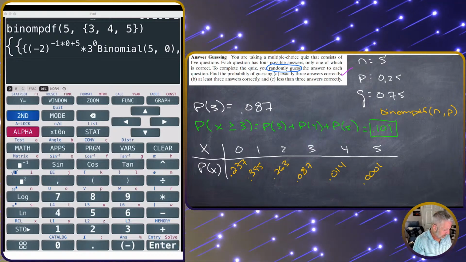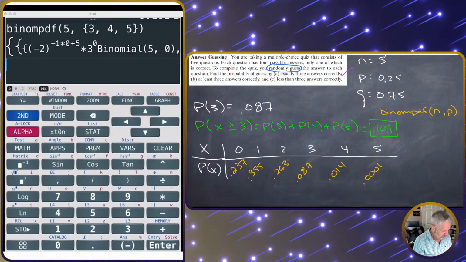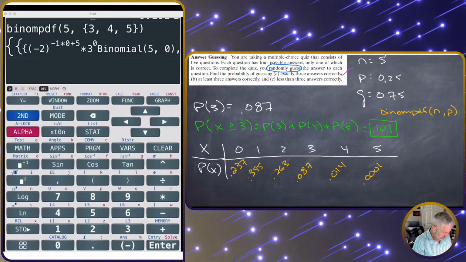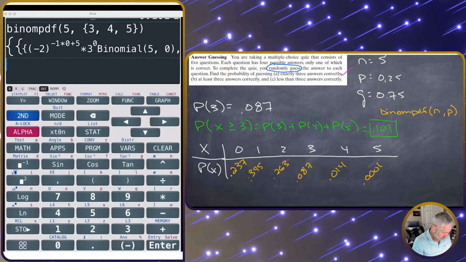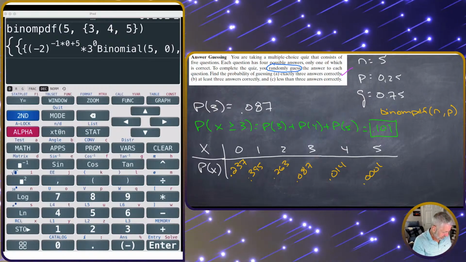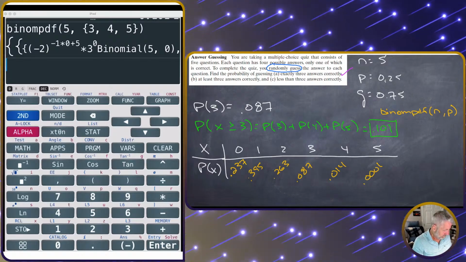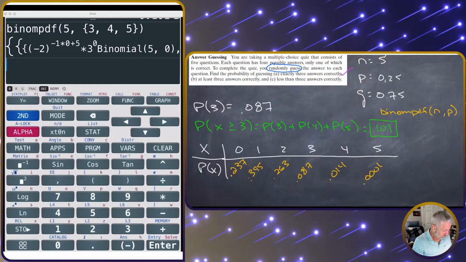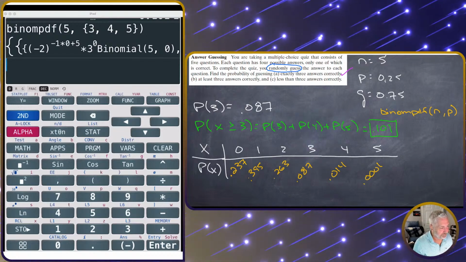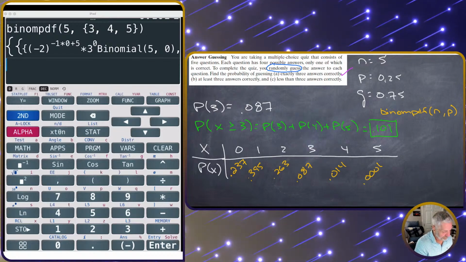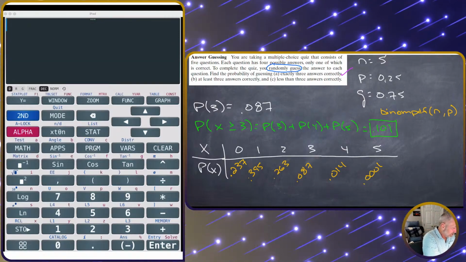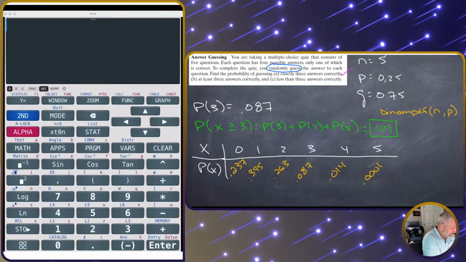Maybe it's this calculator. Let me check something real quick. That works every time. 5, comma, second, parentheses, 3, comma, 4, comma, 5. Oh. What did I forget to put in there? I forgot to put in the probabilities. So clear all of this out because I just made a major error, but I found it.